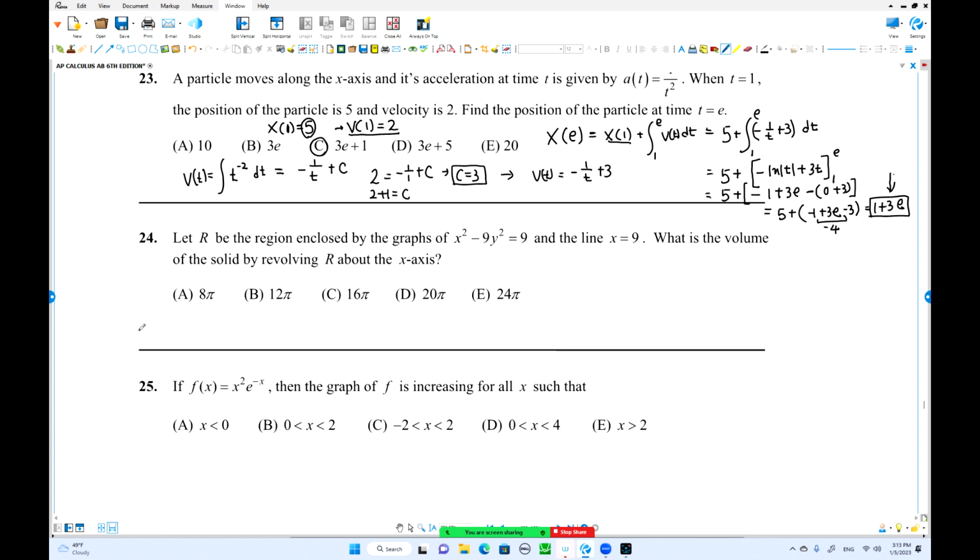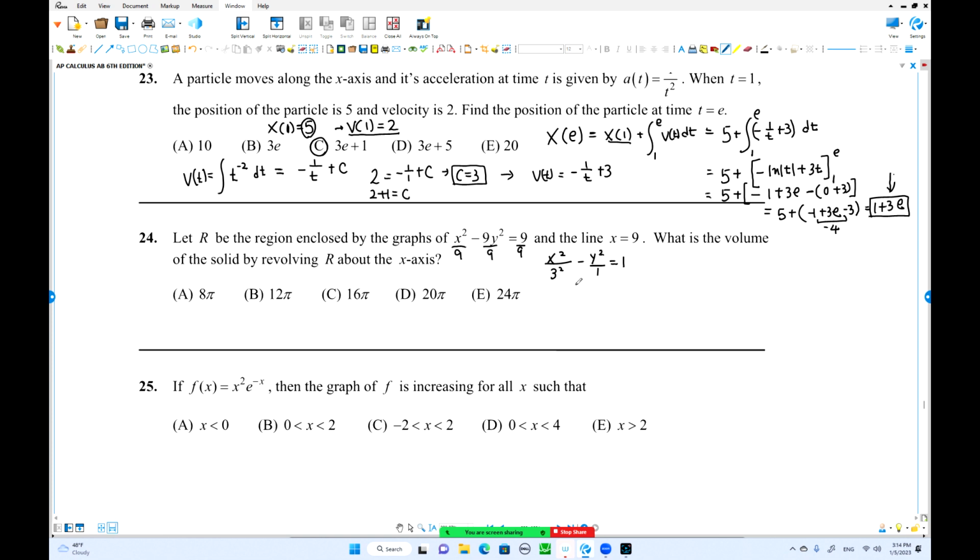So number 24, let R be the region enclosed by the graphs of x squared minus 9y squared equals 9. That is a hyperbola, okay? And the line is x equals 9. What is the volume of the solid obtained by revolving R about the x-axis, okay? So this is the graph when you divide by 9. Each term is divided by 9. You get x squared over 9, that is 3 squared, minus y squared over 1 equals 1. That is a hyperbola, okay?